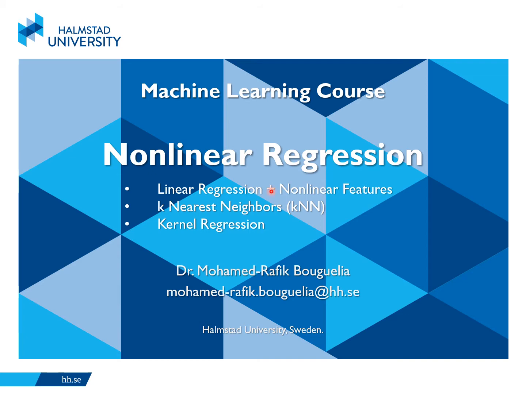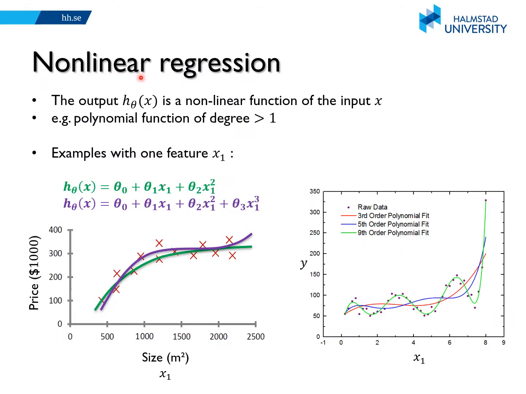Welcome back. In this part of the lecture, you will see how to do nonlinear regression based on nonlinear features, based on k-nearest neighbors, and also using kernel regression. In a nonlinear regression, the predicted output is a nonlinear function of the input. You can have, for example, polynomials.